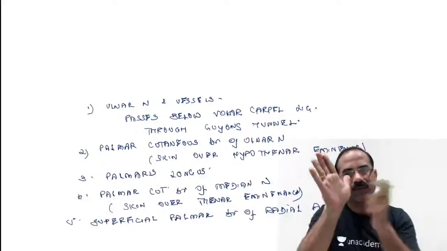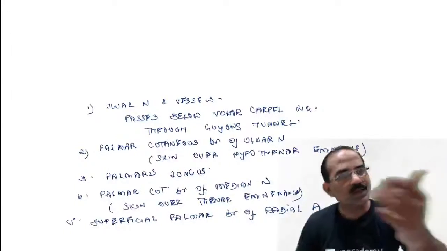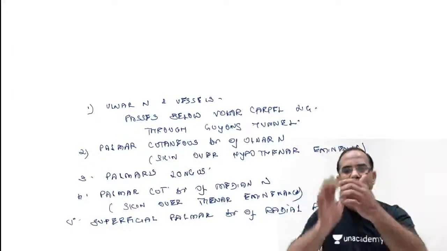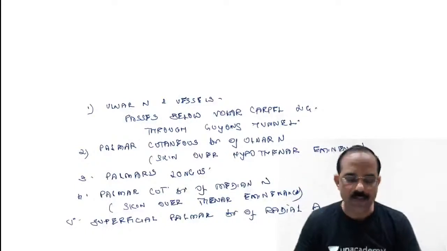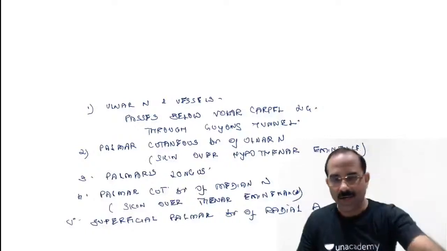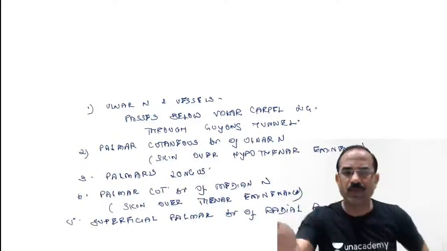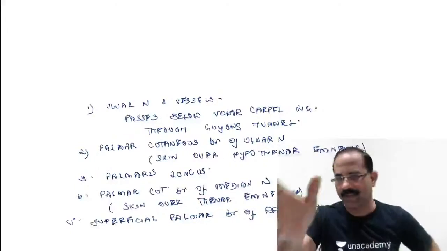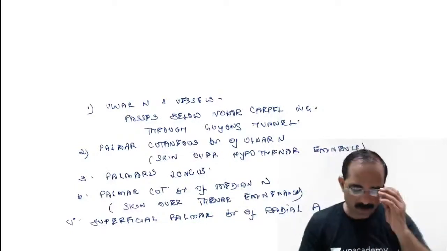The fourth one supplies the skin here. That's the palmar cutaneous branch of median nerve. And what is it going to supply? The skin over the thenar eminence. And the last is the superficial palmar branch of radial artery. अब ये क्या होता है? What happens to it? It goes in the hand. I'll tell this later. I hope this is clear to all of you.